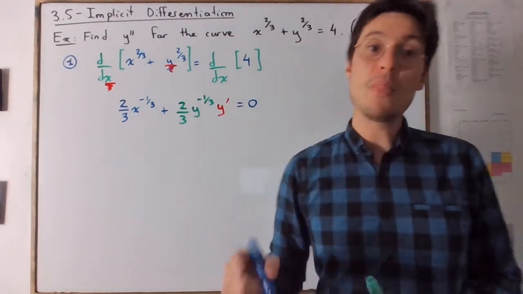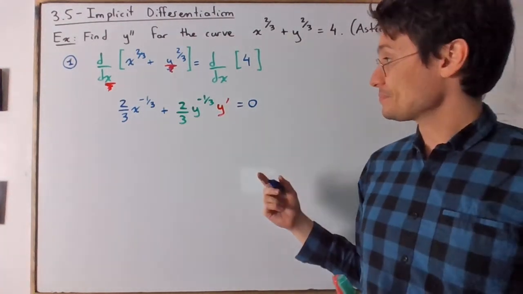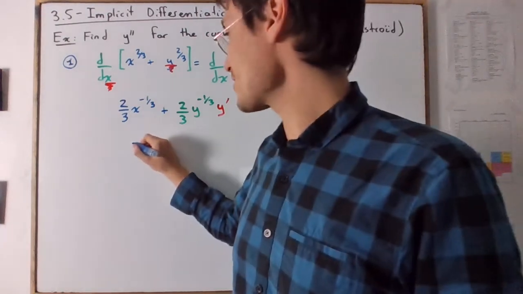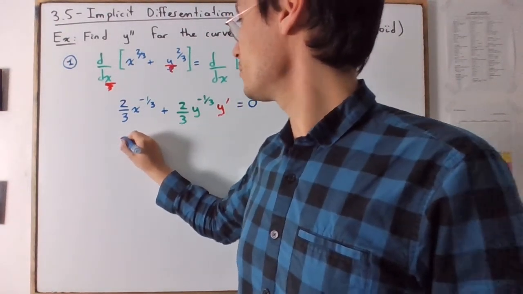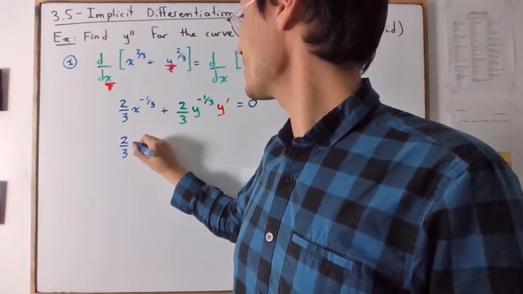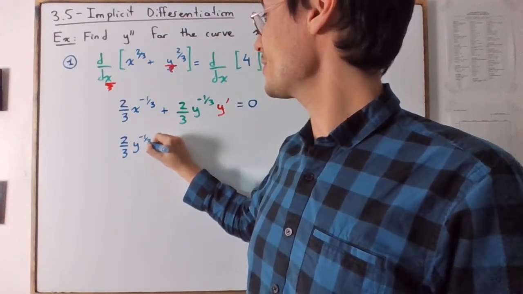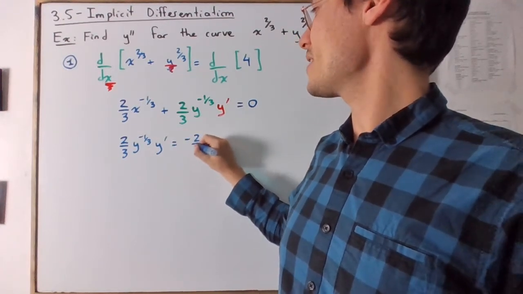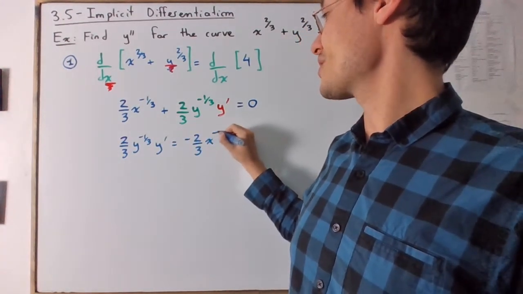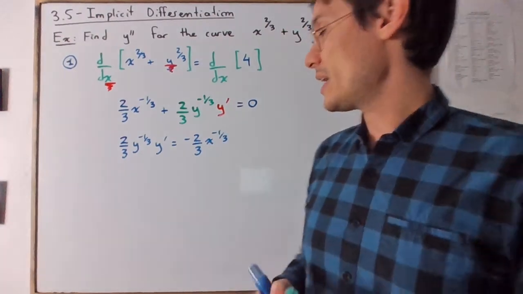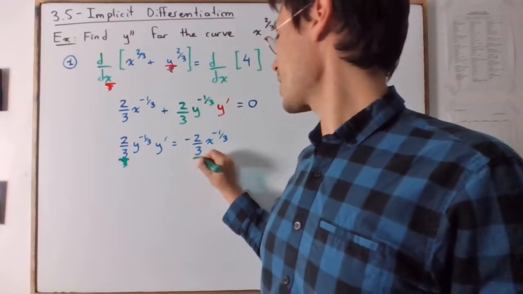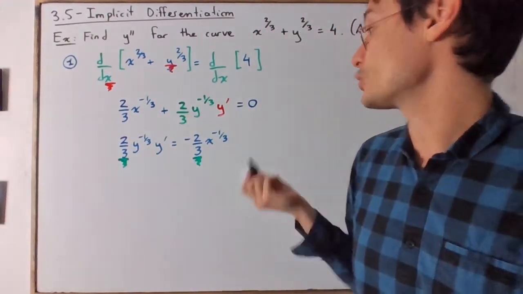And now, of course, the derivative of 4 is equal to 0. Now we're going to solve for this. It's pretty straightforward, actually. Let's write this: y to the negative a third, times y prime, is equal to negative 2 over 3 x to the negative a third. Before we move on, let's notice that we can cancel the common factor, the 2/3.